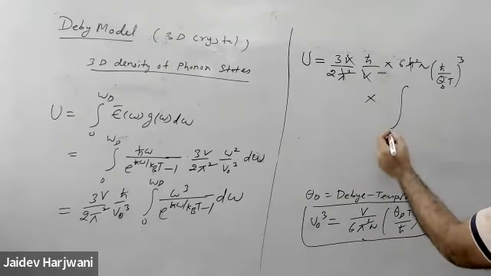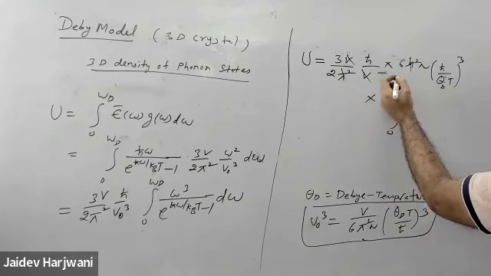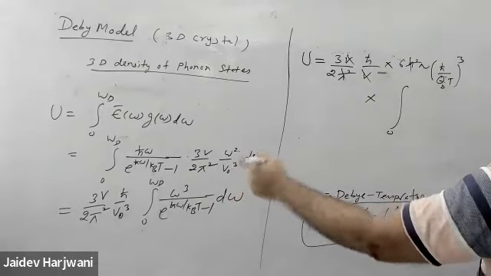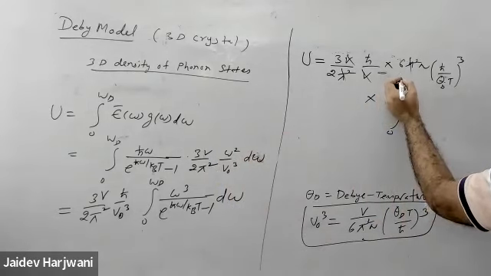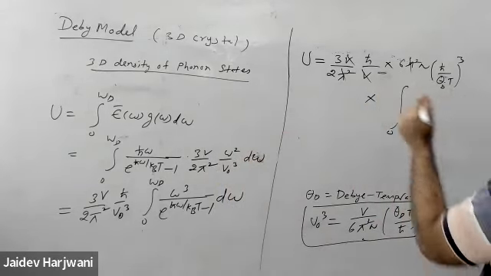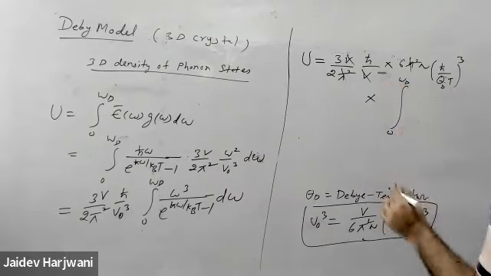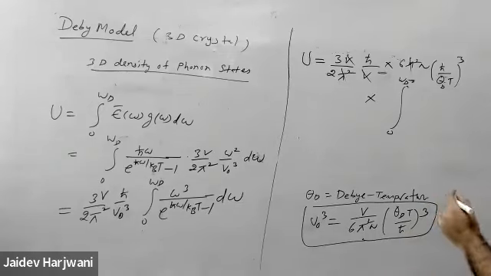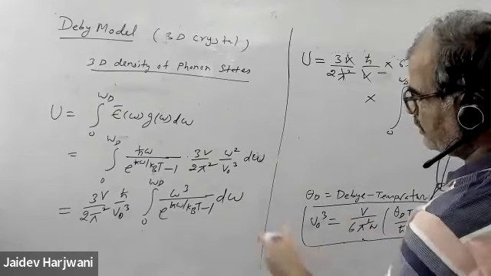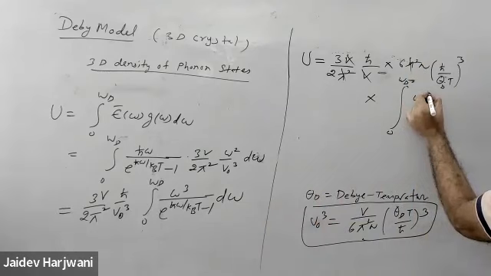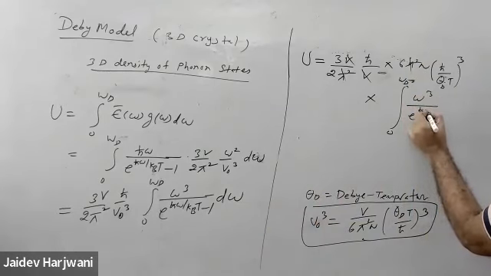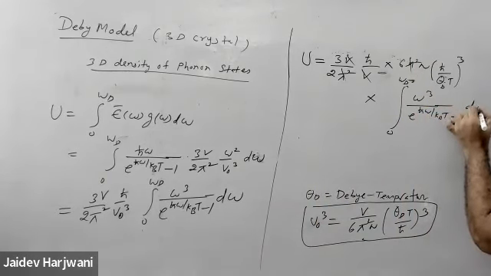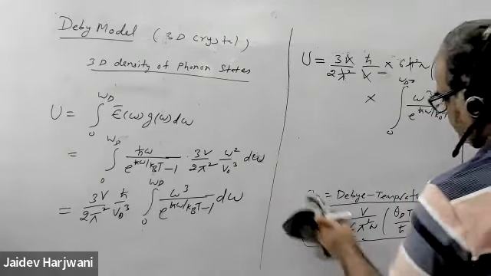into integration 0 to vd, what you can write, vd. Instead of vd you can write what in terms of theta d. Okay, let it be here vd only, vd here will change later. So you have a vd here, and you have v cube omega cube upon e power h cut omega by kbt minus 1 d omega. Now just solve this one.